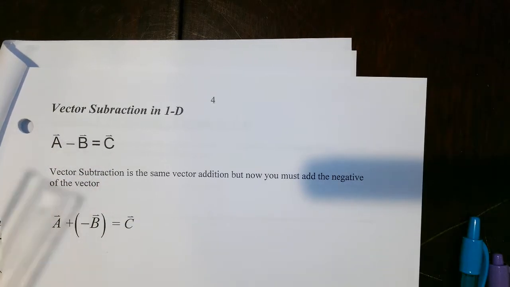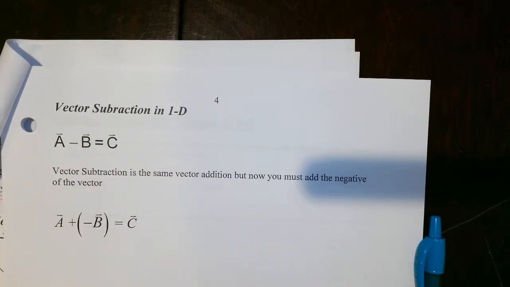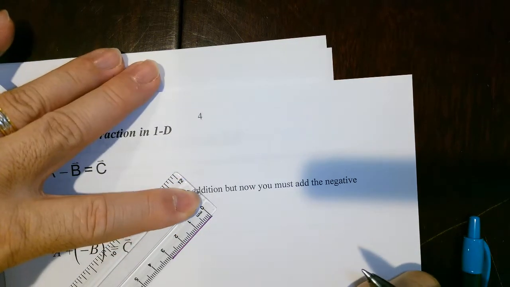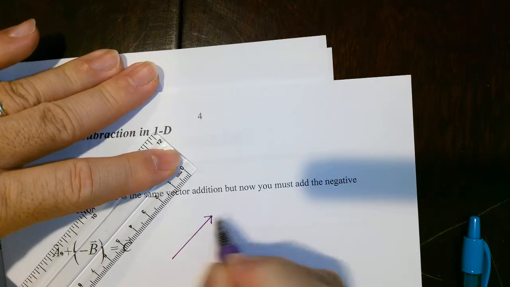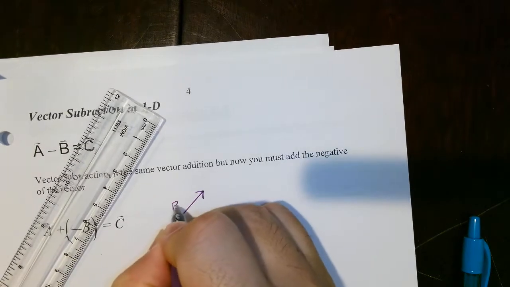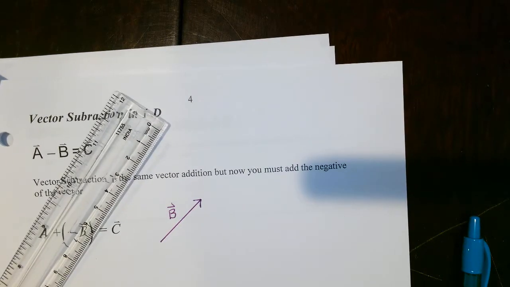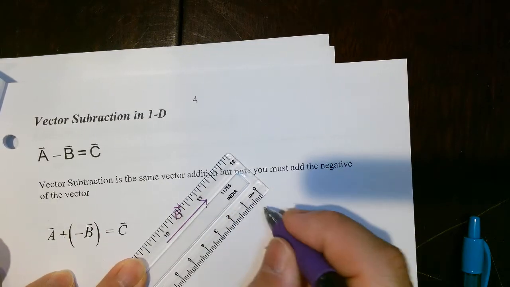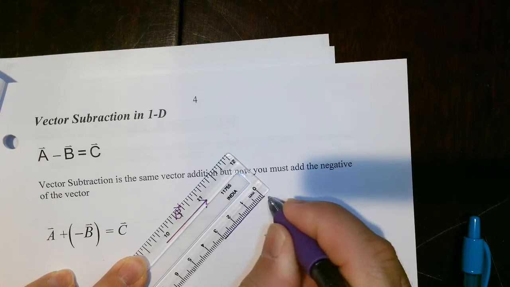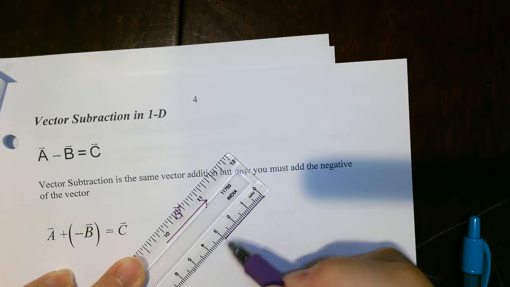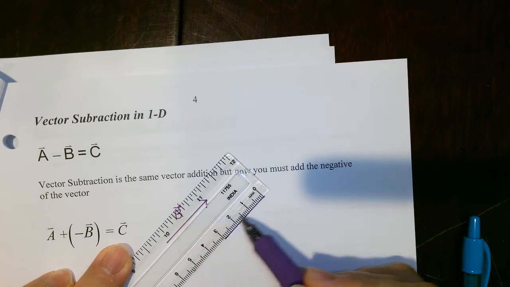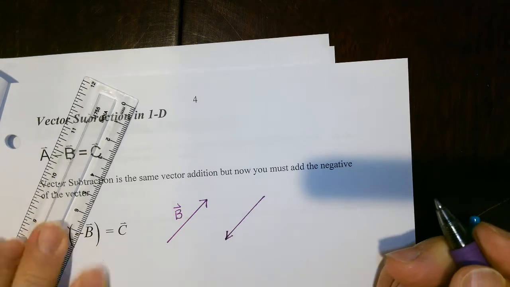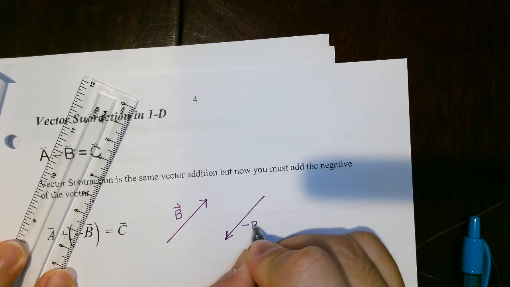So let's say I have a B vector, like so. Here's my B vector. It's 3 centimeters long. Now, it's not exactly on the axis, but really shouldn't matter. If I want to make this B vector into negative B vector, I need to draw the same length, same magnitude, which is 3 centimeters long. But notice they're parallel, right? See how they're parallel? And my arrow just flips. This is my negative B vector.